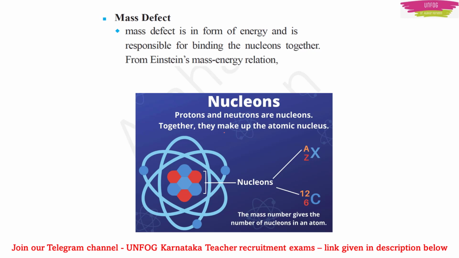Now what are nucleons? I have given this figure also. You can understand what nucleons are. The constituents of the nucleus are nucleons. What are they? They are protons and neutrons. Together they make up this atomic nucleus. But why are they together? They are together because of this mass defect or binding energy.